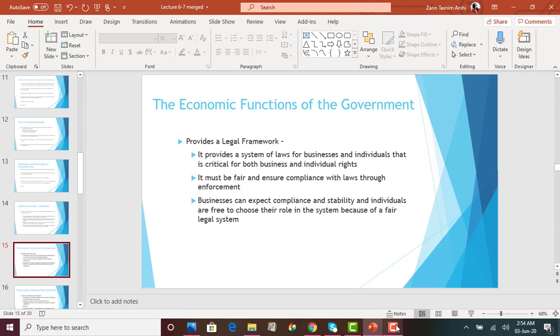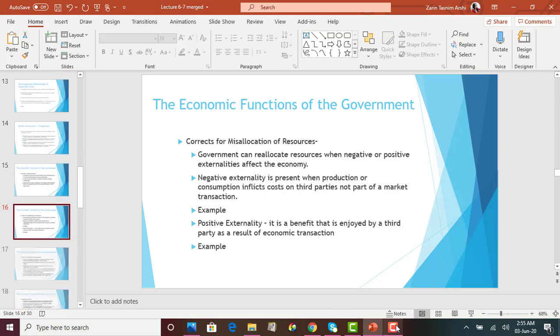Same way, they are also there to protect the businesses. They want to make sure that the consumers are not taking advantage of the businesses. So they provide a system of laws for both the businesses and individuals that is critical for their rights. It must be fair, and it ensures compliance with laws through enforcement. Government can come in and impose penalties on businesses if they are charging too high to the consumers, or if they are practicing unfair business practices. So that's one of the things. They provide a legal framework.